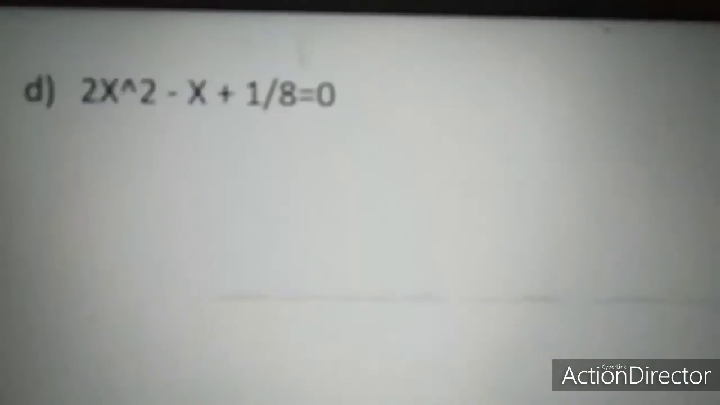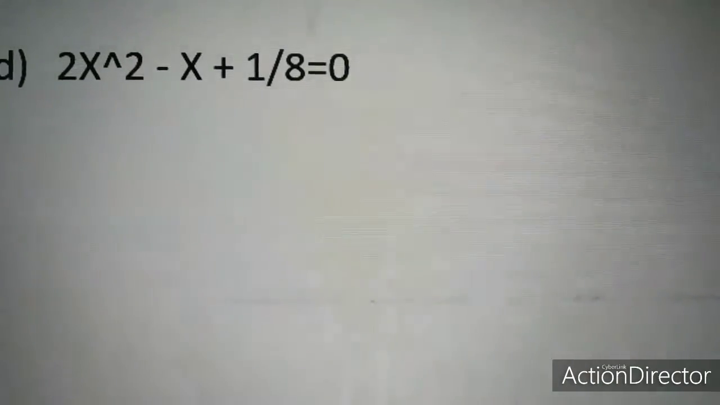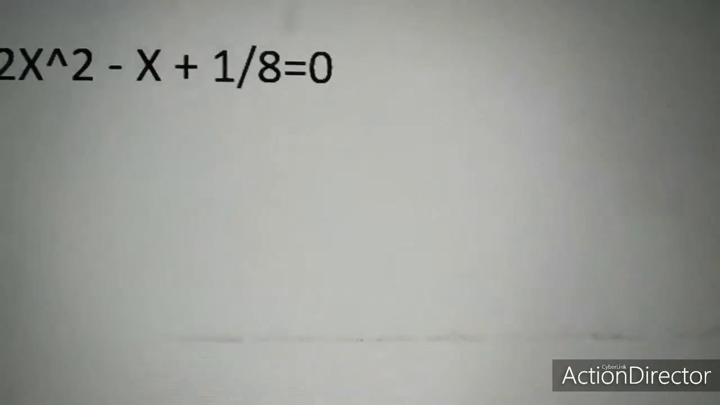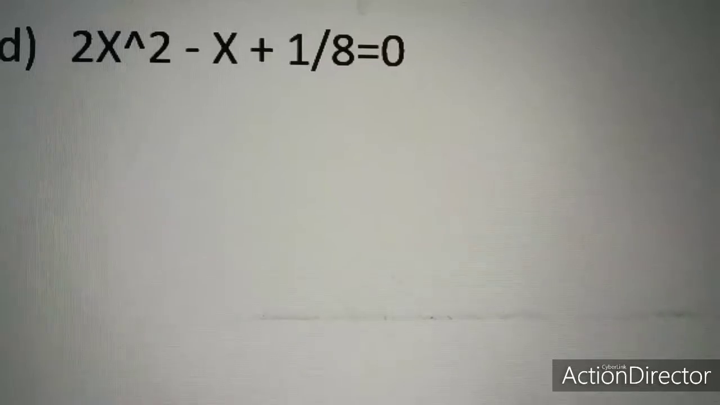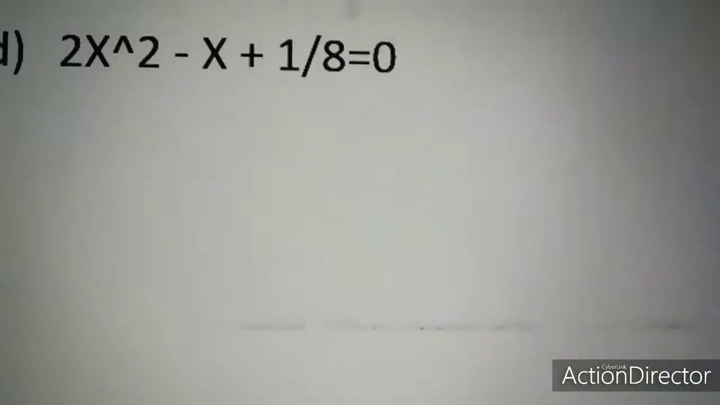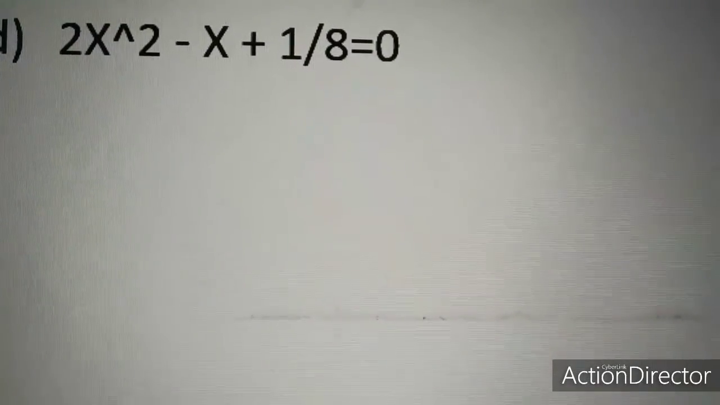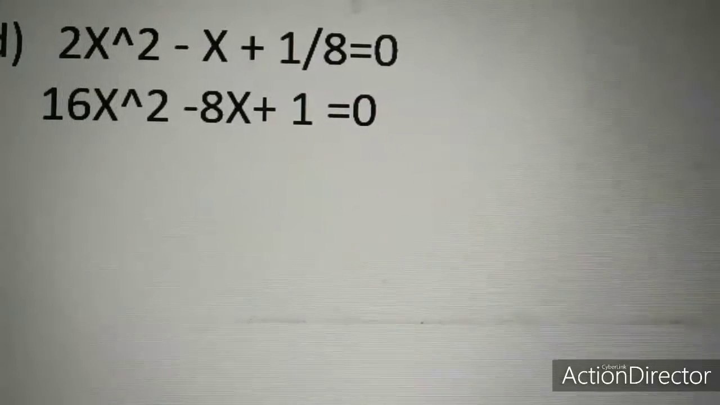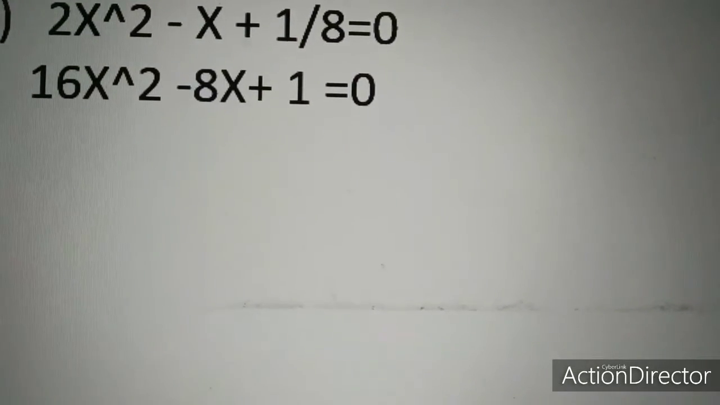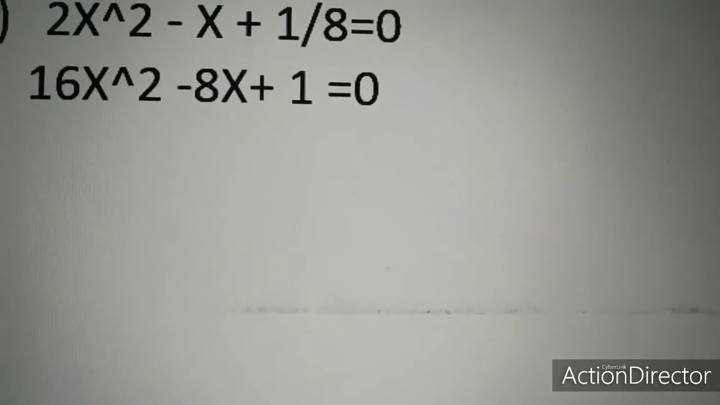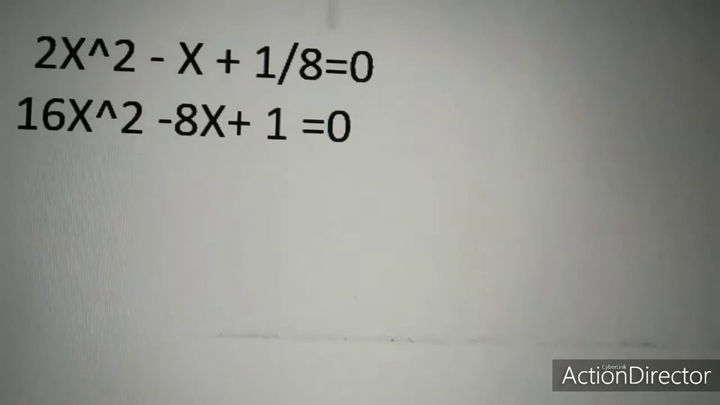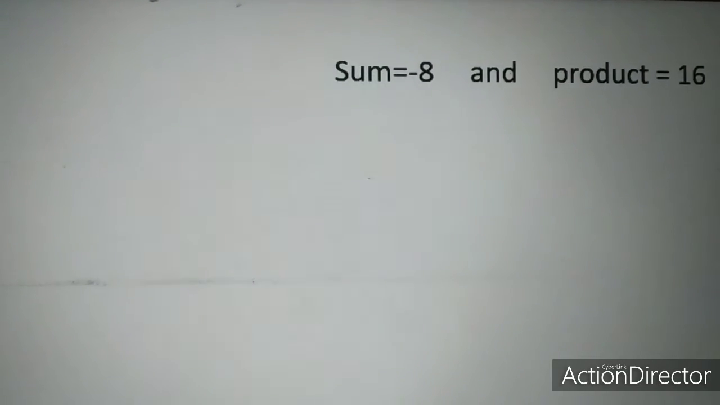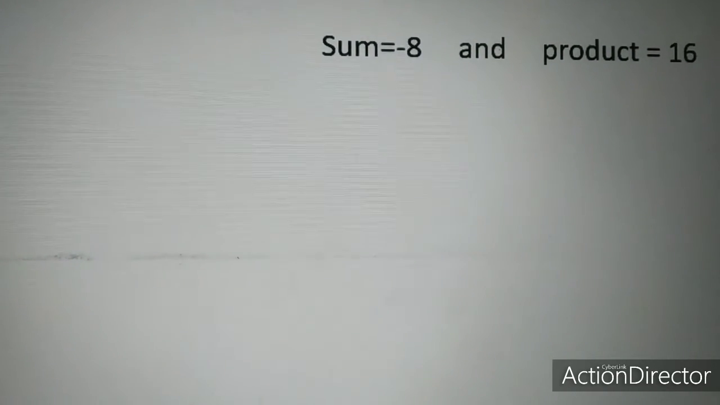Now let us move on to the fourth sum. 2x square minus x plus 1 upon 8 is equal to 0. Here by taking the LCM I can see it can be simplified as 16x square minus 8x plus 1 is equal to 0. So my A is equal to 16, B is equal to minus 8 and C is equal to 1. So let me write the sum and the product over here. Sum is equal to minus 8 and product is equal to 16.